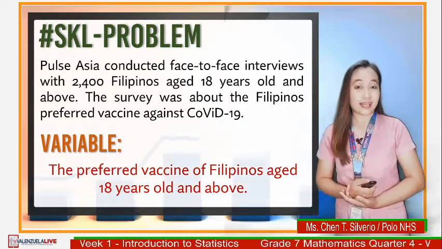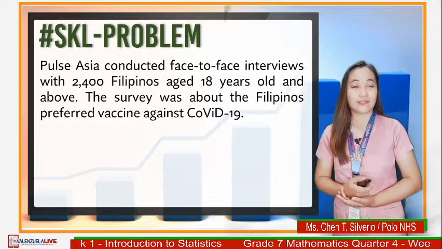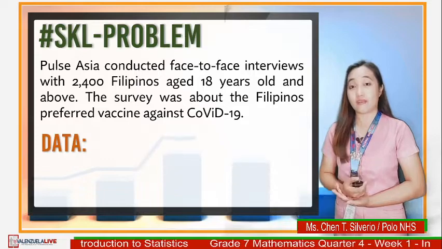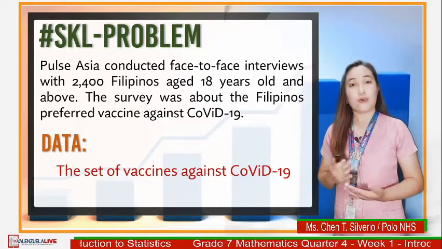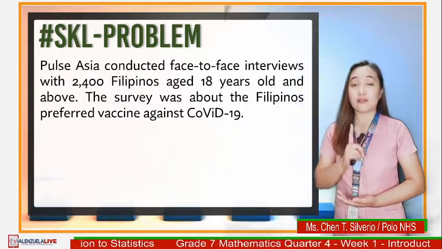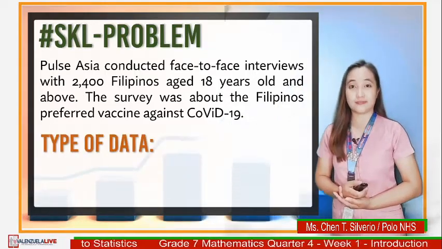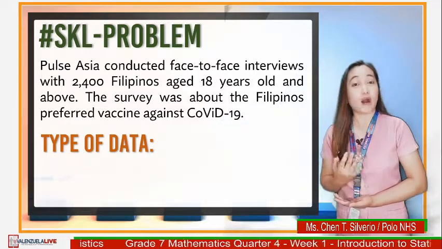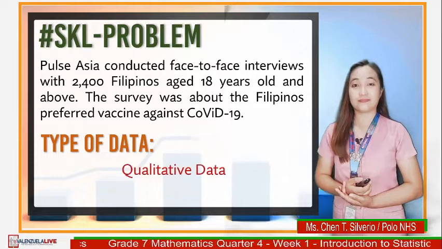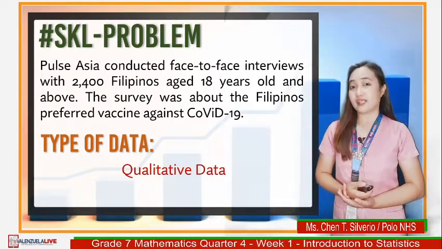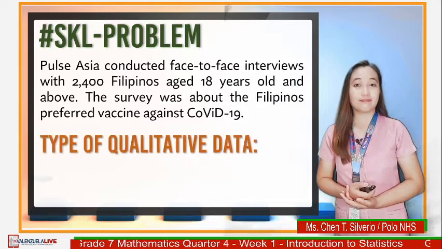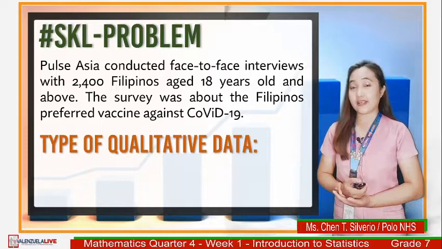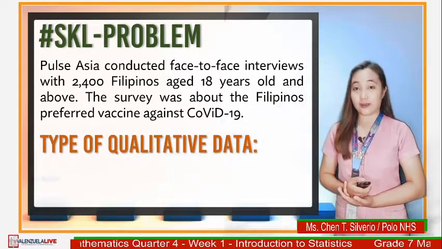What do you think is the data? In this problem, the data is the set of vaccines against COVID-19. What do you think is the type of data that was used in this survey? Very good. It is a qualitative data. What type of qualitative data is it? Alright, since there is no logical ordering, then it is a nominal variable.